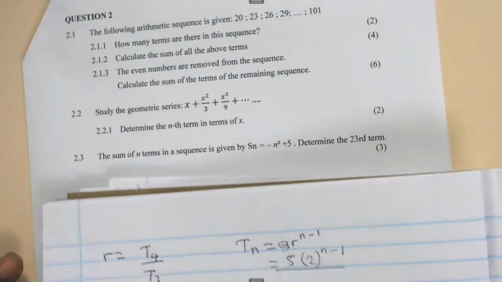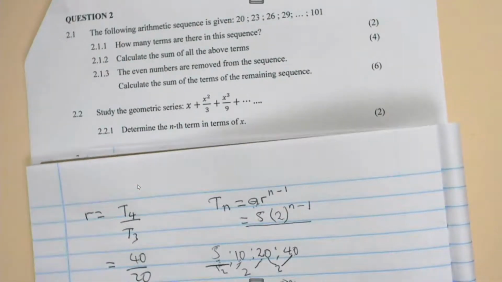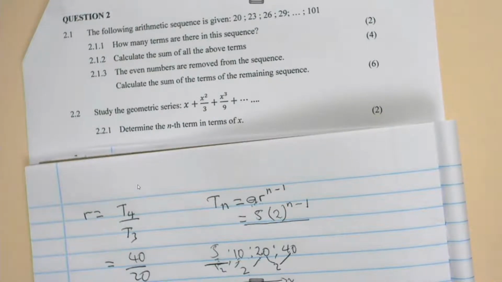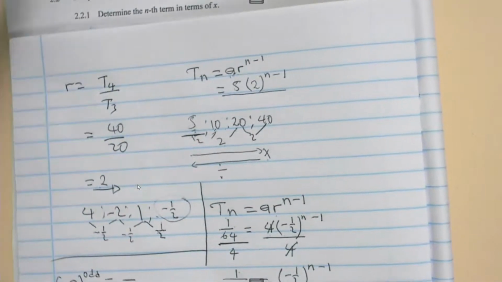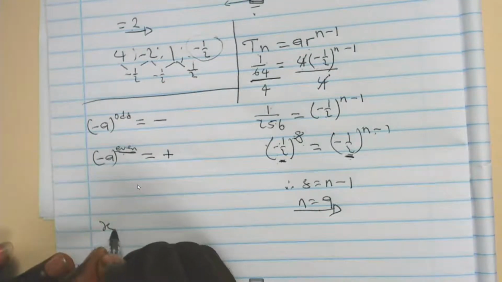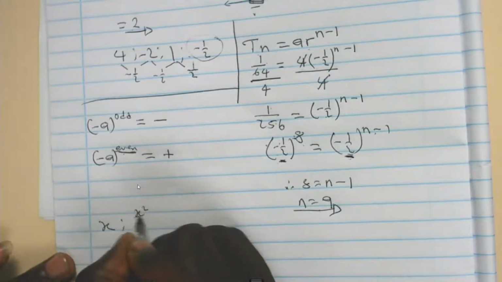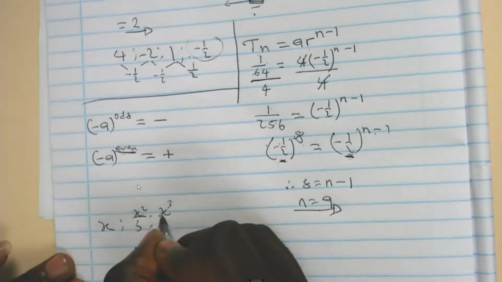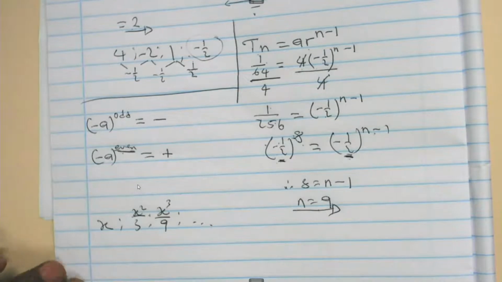The question says 2.2. Study the geometric series x squared over 3 plus x cubed over 9. Determine the nth term in terms of x. The sequence can be x, x squared over 3, x cubed over 9. Then there is our sequence.